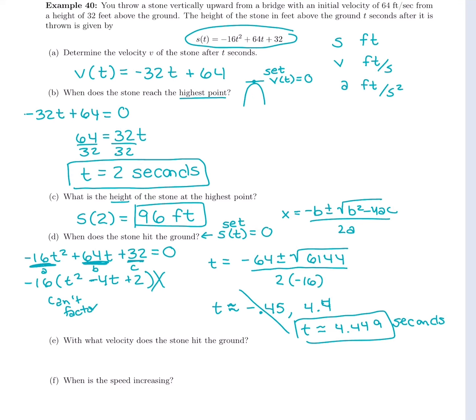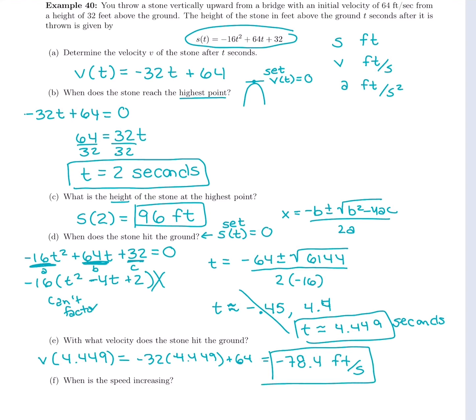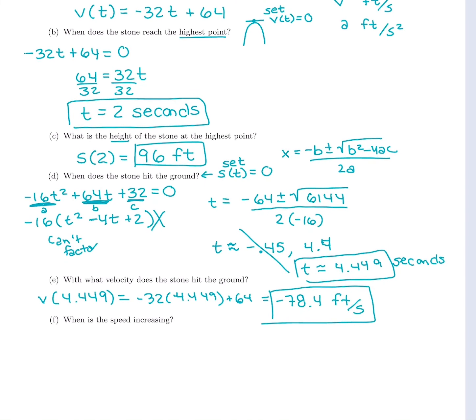So with what velocity does the stone hit the ground? Well, we're going to take that time and plug it into our velocity function. It doesn't tell us where to round to on this, so I'm just going to stop at 4.449. And I'm going to plug it into velocity. So negative 32 times 4.449 plus 64. Our velocity is negative 78.4, and that is velocity, so it's in feet per second. Does it make sense that it's a negative velocity when it hits the ground? It should be negative because it should be going down as it hits the ground. So I'd be concerned if I got a positive velocity as it hit the ground. So it's about negative 78.4 feet per second.